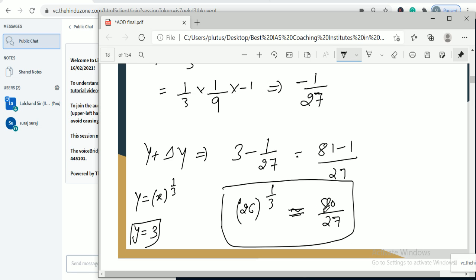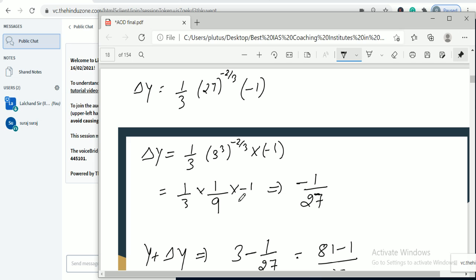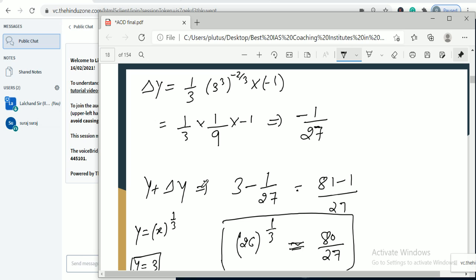I think this is clear to you. This is sometimes asked in CBSE. One question is asked every time in CBSE, based on approximation. This is not that important from the JEE point of view, but in CBSE it is quite important. Okay, fine.